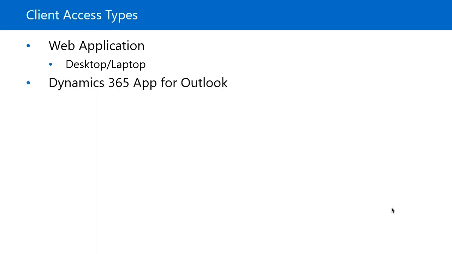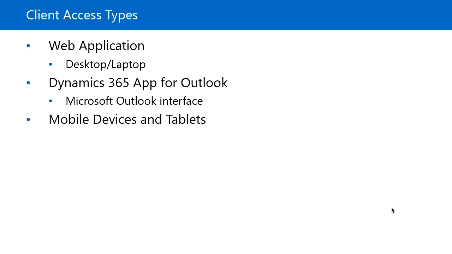The other option you have in terms of accessing the application is through Microsoft Outlook using the Dynamics 365 app for Outlook. Within Microsoft Outlook, you have the ability to experience a highly integrated Microsoft Outlook and Dynamics 365 interface. It provides significant features such as access to all of your Microsoft Dynamics 365 records right through the Outlook interface, removing the need to open a separate window or a separate application.